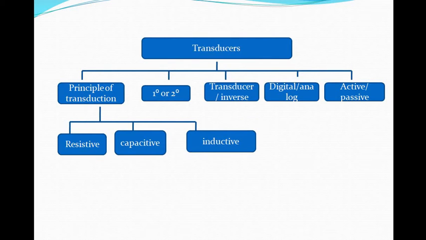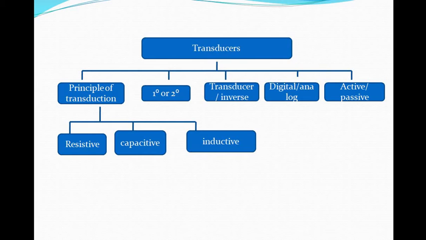Now we'll move on to classification of transducers. Transducers are classified on the basis of many criteria. First we'll see the principle of transduction. Based on this criterion we have resistive type, capacitive type and inductive type transducers. In resistive type transducers, measurement is converted into change in resistance. A good example is the strain gauge.